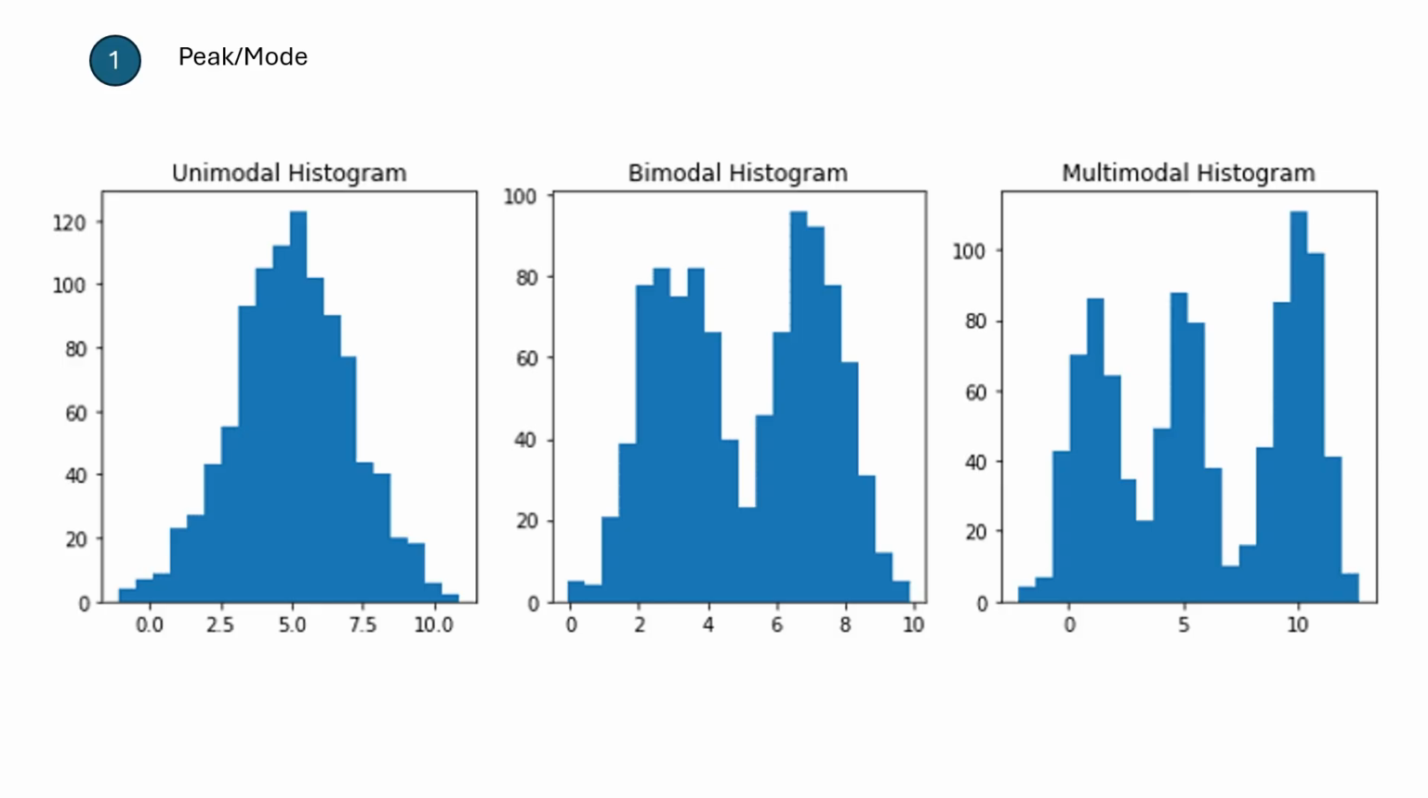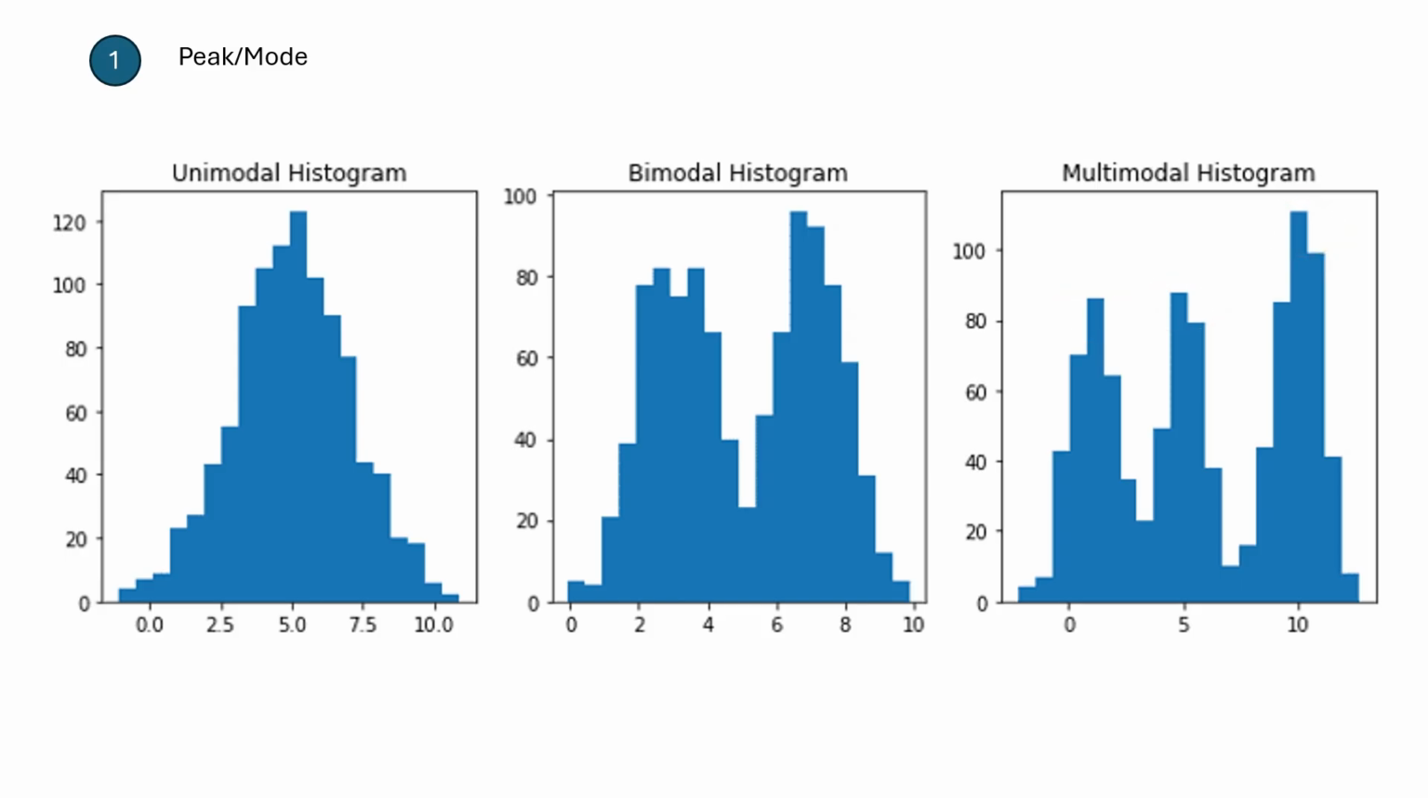Number 1, the peak of the distribution. Look for where the data peaks. A single peak is called unimodal. 2 peaks means bimodal, and more than 2 means multimodal. A peak represents a cluster of frequently occurring values. If there is more than 1 peak, that could suggest subgroups in your data, and it is something worth exploring further.